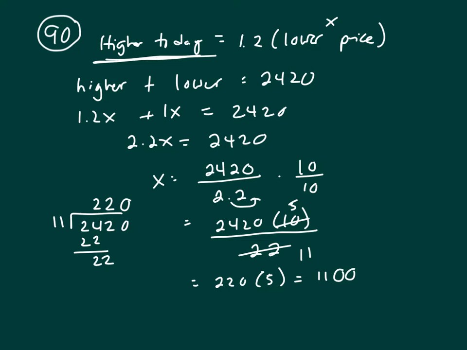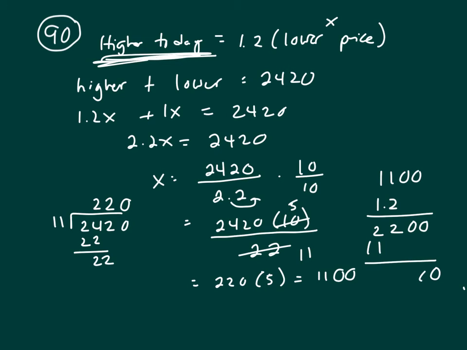Now what am I trying to find? How many of the stocks closed at a higher price? Well, x is the lower price. So you've got to take that 1100 and multiply it by 1.2. Bring down those zeros. Of course, that's going to be 2, 2. It's going to be 1, 1. So I've got 0, 0, 2, 3, 1, and 1 decimal place. So 1320. Yep, answer D.